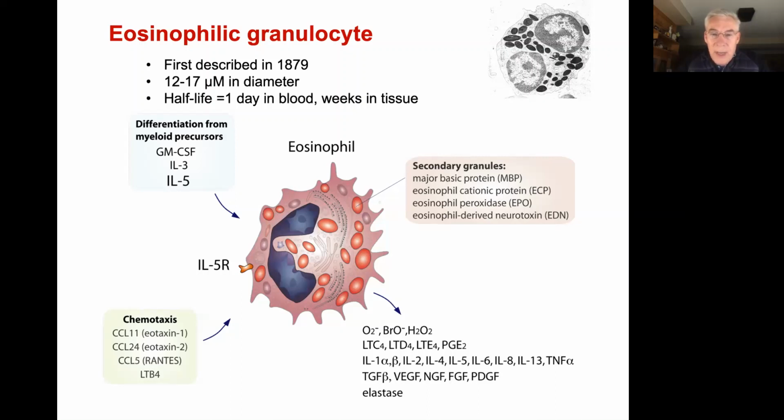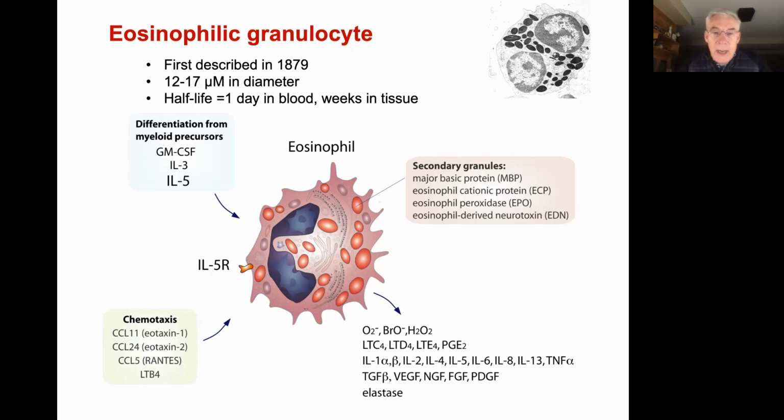Like all granulocytes, eosinophils are very good at getting activated and producing reactive oxygen species, including some that contain bromine as well as oxygen radicals and ions. They also make plenty of leukotrienes and prostaglandins and a whole range of interleukins and cytokines, as well as growth factors, including VEGF, importantly, and nerve growth factor, fibroblast growth factor, and platelet-derived growth factor, plus a number of other enzymes.